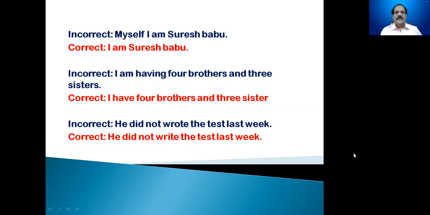The first one is: Myself, I am Suresh Babu. Looking at the sentence, it seems to be right, but look at it: myself is a reflexive pronoun here, and I is a pronoun here. So we have used both pronouns together. The reflexive pronoun myself is not necessary here. You can just say I am Suresh Babu, that's okay.